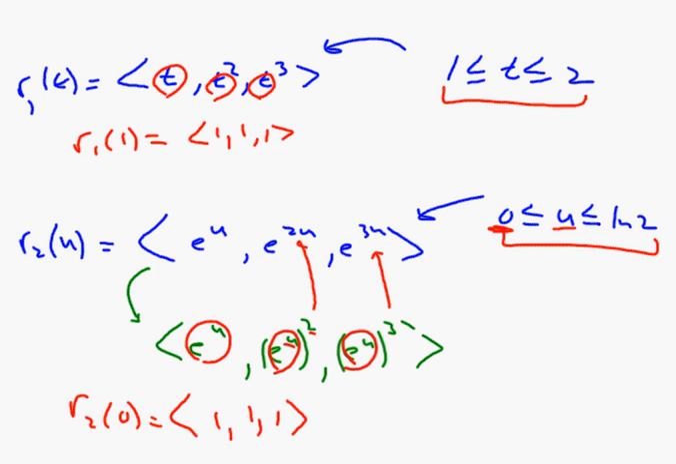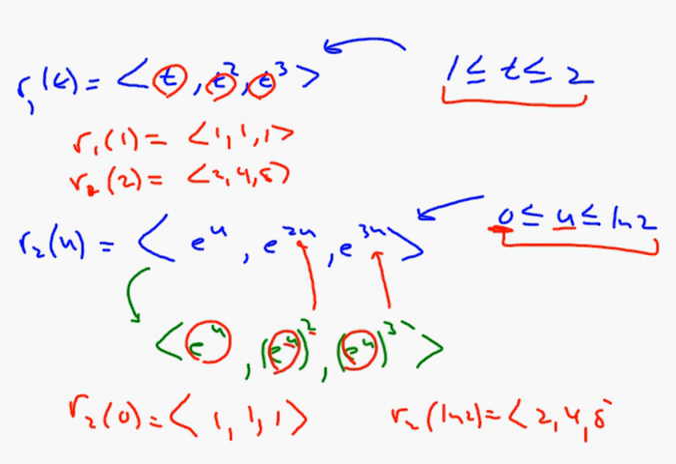And then let's consider the endpoints. So suppose you did r1 of 2, you would get 2, 4, 8. If you go down here, you do r2 of ln2, you get e to the ln2, which is 2, and you get e to the ln2 squared, which is 4. And then you get e to the ln2 cubed, which is 8. So this ends in the same spot. So these really are tracing out the same section of the same space curve.